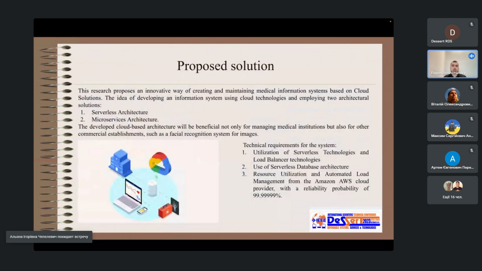So let's move on to the proposed solution. As I mentioned, to eliminate all of the challenges, the proposed solution is to use cloud technology, but not only cloud technologies: to combine two different cloud architectures. It's serverless architecture and microservices architecture. So what is serverless architecture?